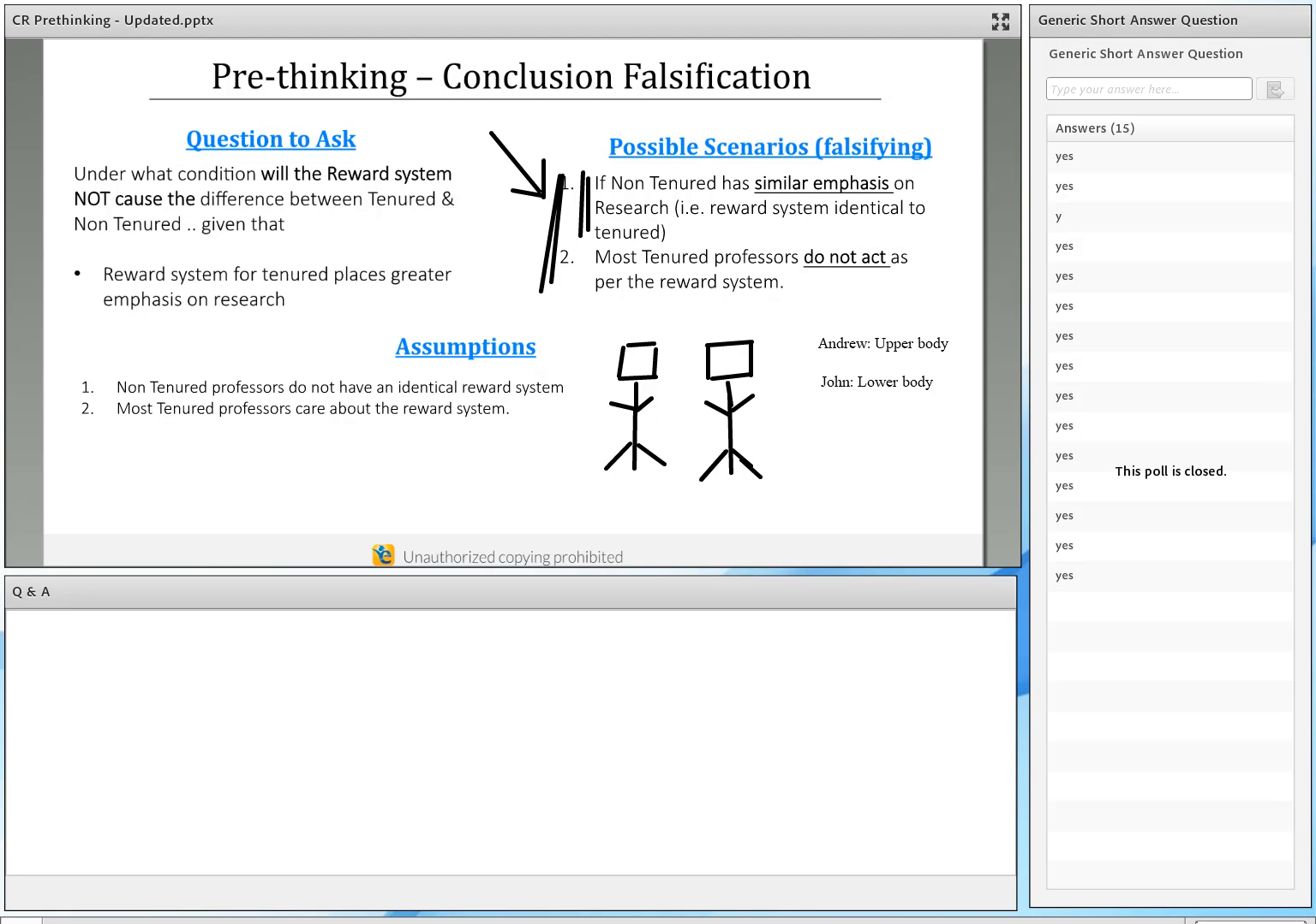Okay. Now Andrew and John race, and who do you think is going to win? John's going to win. Most likely John. Okay, why? Most likely why? Because he works on his legs. Yes, running, legs are more involved.